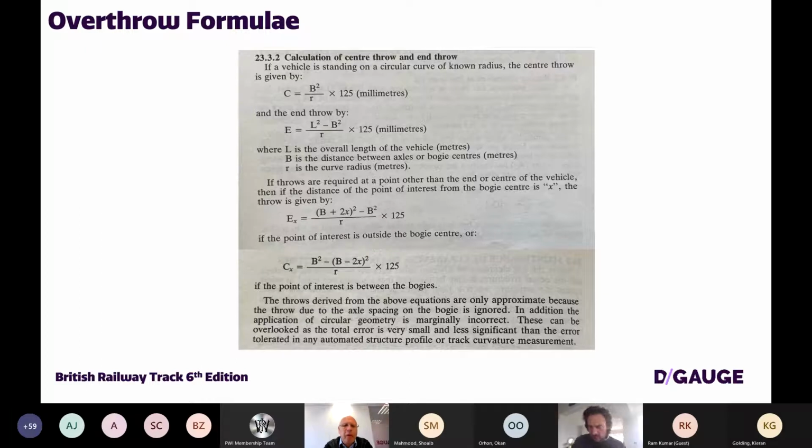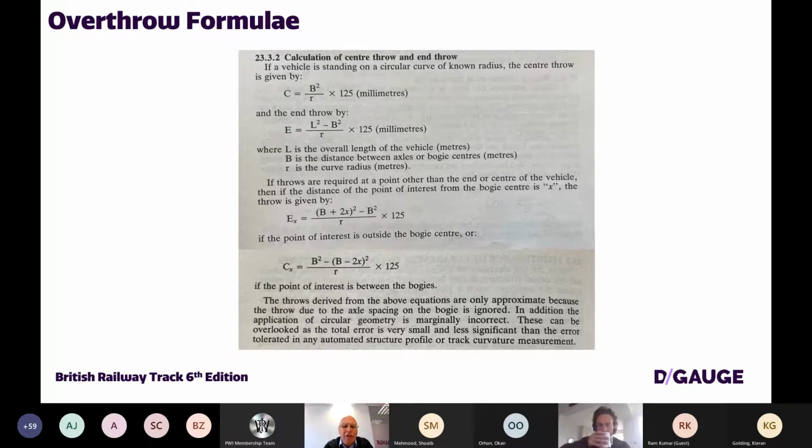So there are very simple calculations brought in, which effectively said that you can calculate the overthrow at the center of a vehicle by one formula, the overthrow at the end of a vehicle by another formula. And there are two formulas as well for looking at intermediate overthrows along the vehicle, depending on whether you're inside the bogie centers or outside the bogie centers. Now, they're very simple formulas. They're quite approximate. There are errors associated with them because they don't take into account some of the finer points of overthrows, such as, for example, obliqueness on curves.